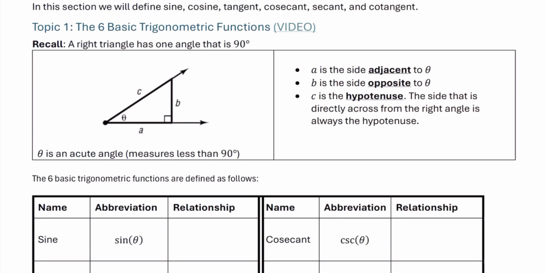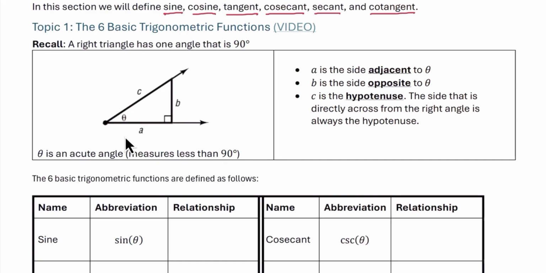In this video, we'll be looking at right triangle trigonometry, and we'll be focusing on the 6 trig functions. Those are sine, cosine, tangent, cosecant, secant, and cotangent. To introduce these, let's look at this right triangle.